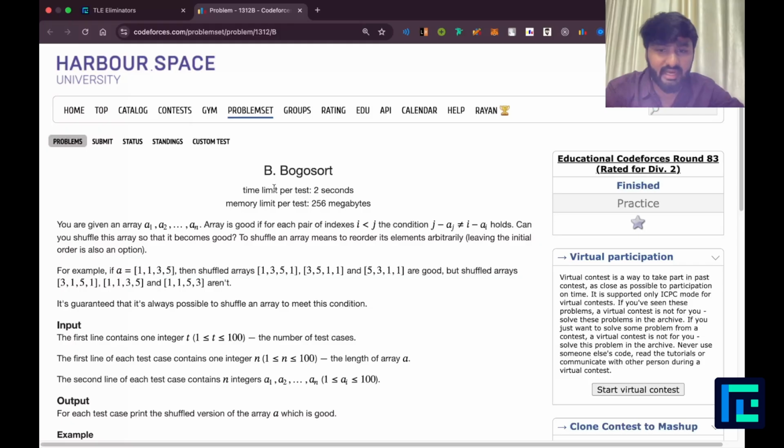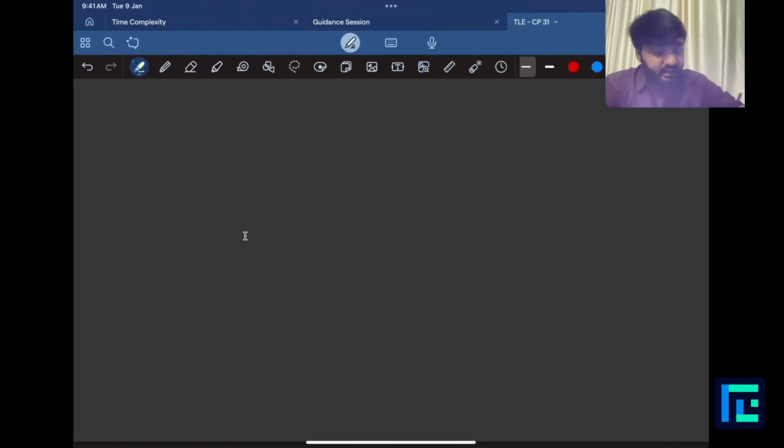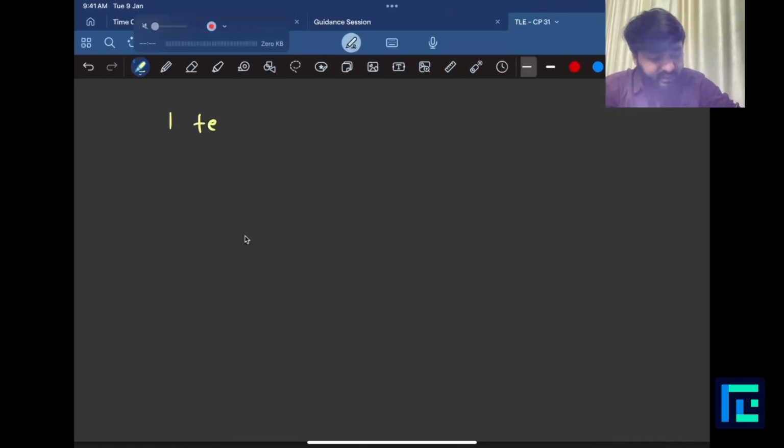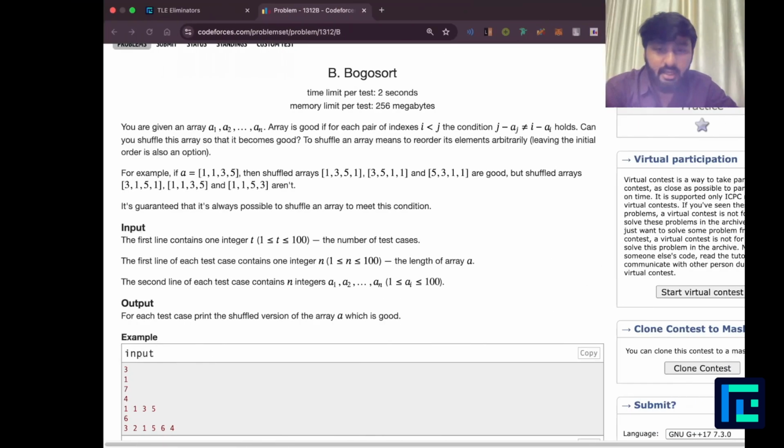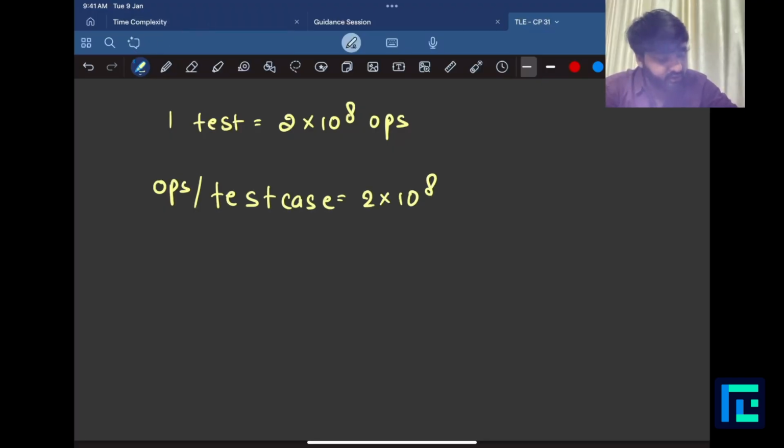So I have been told that one test file will run in 2 seconds and one test will have some test cases in 100 order max. So I can write a simple comparison that one test is allowing me basically 2 into 10 raised to 8 operations roughly. And inside a test, since there are maximum 100 cases, if I find the number of operations I could perform for every test case, that turns out to be 2 into 10 raised to 8 order upon 10 raised to 2 order, which is like writing 2 into 10 raised to 6 order.